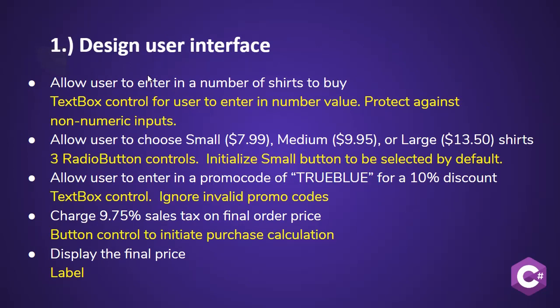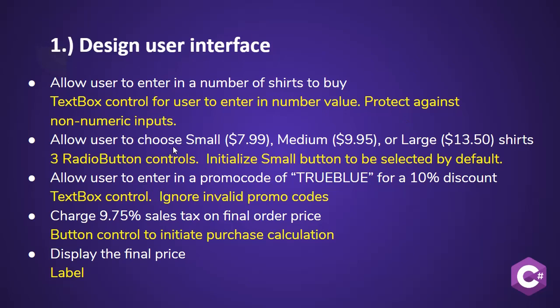So here are our 5 specifications, and I am going to pick a form control to handle each one. To allow the user to enter in a number of shirts to buy, I'm going to use a text box. A text box control will allow the user to type in some text, but we need to also consider how to protect these inputs. So if the text box allows the user to enter in number values and letter values, we need to protect against those non-numeric inputs.